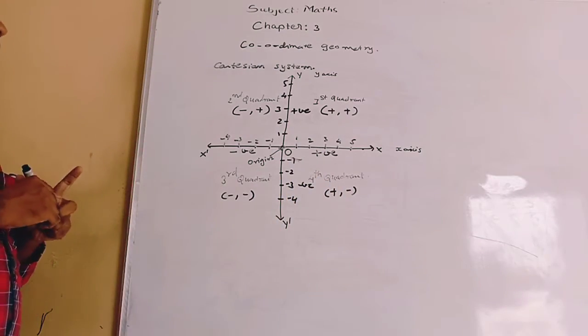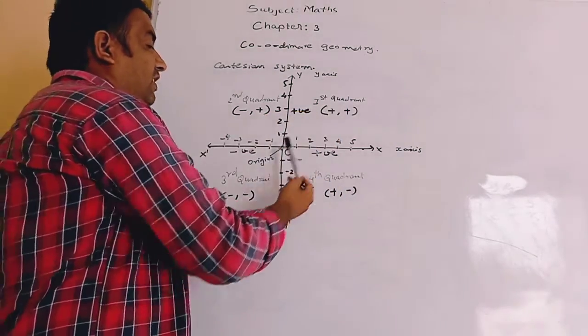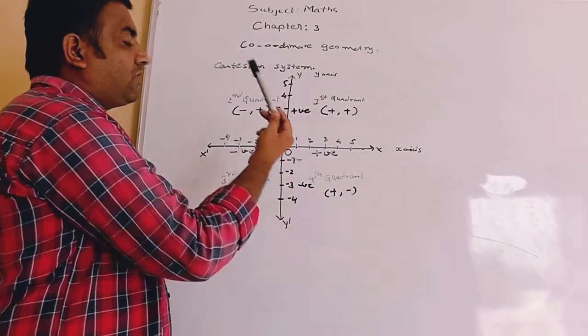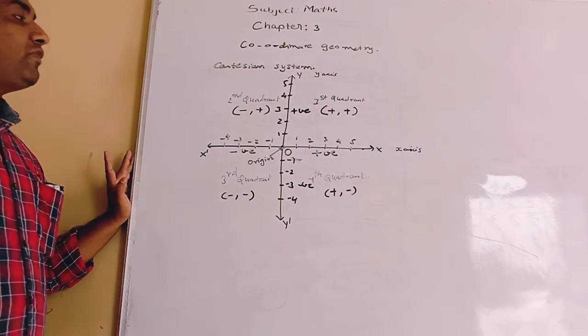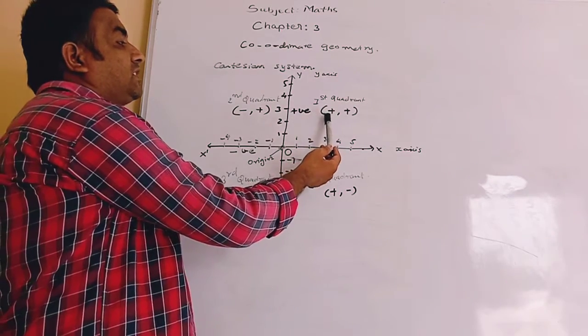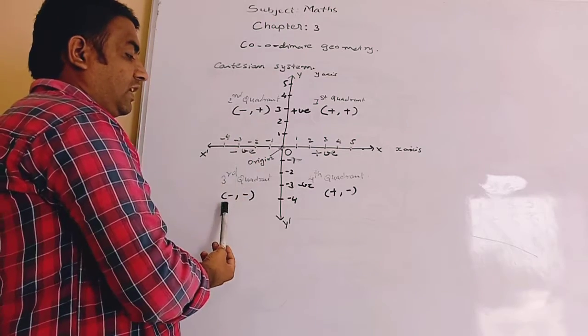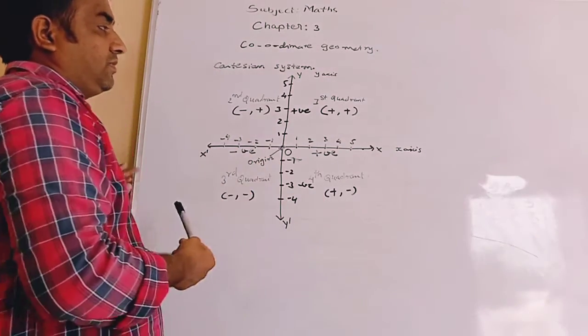So we can see that in the first and third quadrants both the coordinates have the same sign, while in the second and fourth quadrants both the coordinates have different signs. Meaning the first quadrant contains both coordinates positive, here negative positive, negative negative, and positive negative.